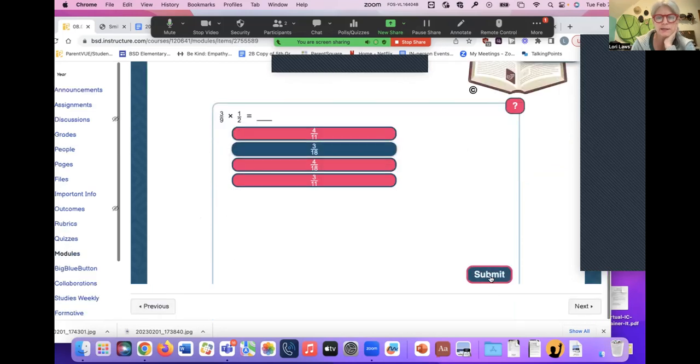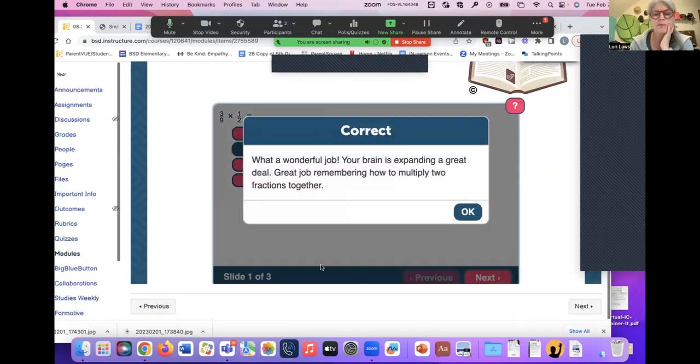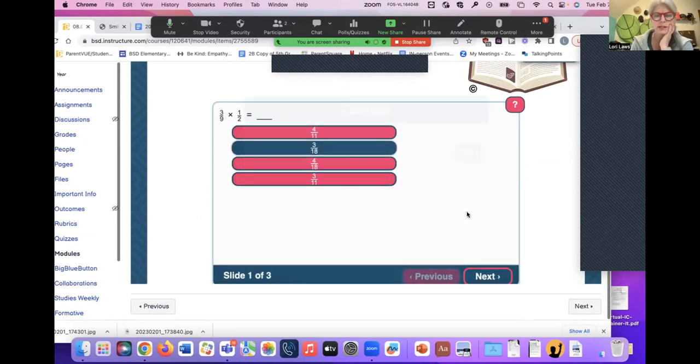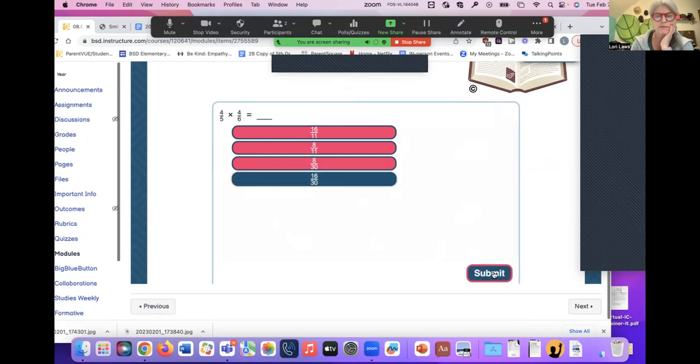Click, submit. What a wonderful job. Your brain is expanding a great deal. Great job remembering how to multiply 2 fractions together. Next. Here's another one. 4 times 4 across the top is 16. 5 times 6 is 30. Oh, it's this one.